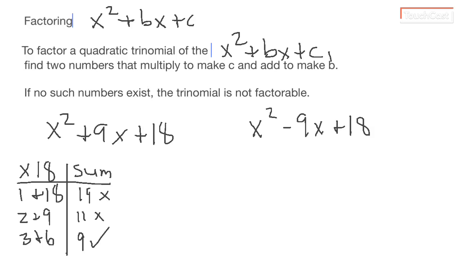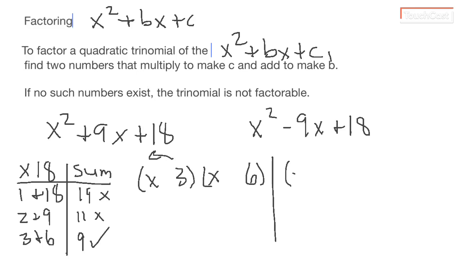My trick that I like to use when I'm writing the factors, I'm going to put x in 2 sets of parentheses, and then I'm going to put my numbers that I know multiply to make 18 and add to make 9. They multiply to make my c term and add to make my b term. So this first group of parentheses goes to the plus 9, and then this second group of parentheses is going to go to the minus 9.